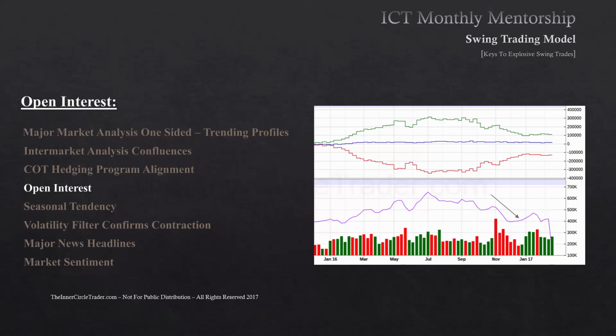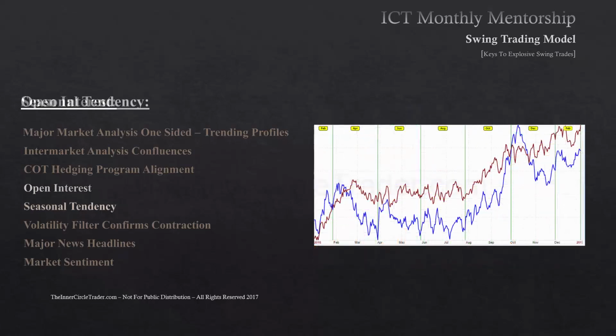You can see the open interest declining here, November going into December. At the same time, the red line is increasing in value, which is the reduction of short selling. So they don't have a heavy net short position on, and at the same time, open interest is declining. This is bullish because they're not trying to hold on to a heavy short position.